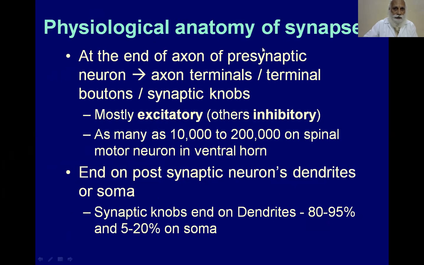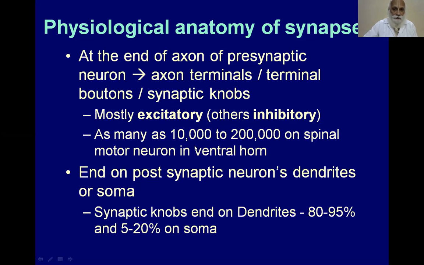Then, if you look at the anatomy of the synapse, which we have touched on a little bit, you can see the presynaptic neuron with the terminal. That is the axon terminal. We also call it a terminal bouton or button. This is a French word, so that's why it is written like this. It essentially means button. Synaptic knob, axon terminal, synaptic terminal, terminal button, these are all the same; they all refer to the same thing. Most of them are excitatory, some are inhibitory.